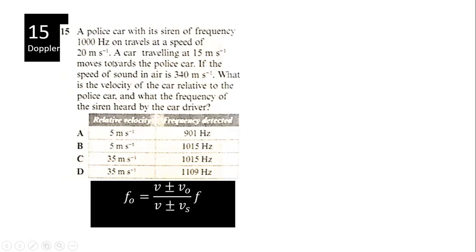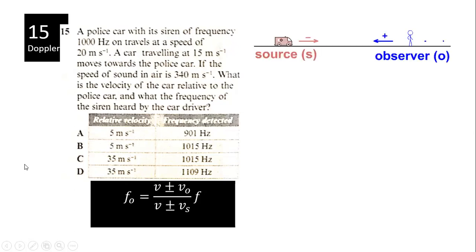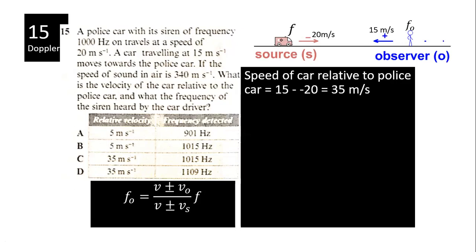Okay, as I said, memorize the formula. Police car with siren on, that's the frequency. That's the speed of the police car, that means that's the speed of the source. The car is traveling towards the police car. The two are approaching each other. Roughly, imagine observer and source are moving towards each other. One is 20, one is 15. f0 is the observer. So for the speed of the car relative to the police car, as long as both of them are approaching each other, you just add the two speeds, that's all. That's why it's 35.